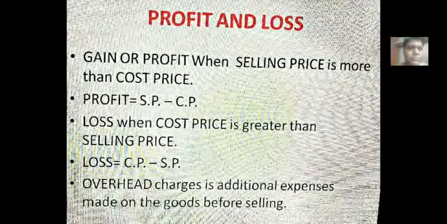Now, profit and loss. Gain or profit is when the selling price is more than the cost price. Therefore, profit is equal to selling price minus cost price, or SP minus CP. Loss is when the cost price is greater than the selling price. Therefore, loss is equal to CP minus SP. Overhead charges are additional expenses made on the goods before selling, sometimes for loading, unloading, bringing from one place to another, repairing if any, etc. You add the overhead charges to the price paid for purchasing to find the actual cost price.